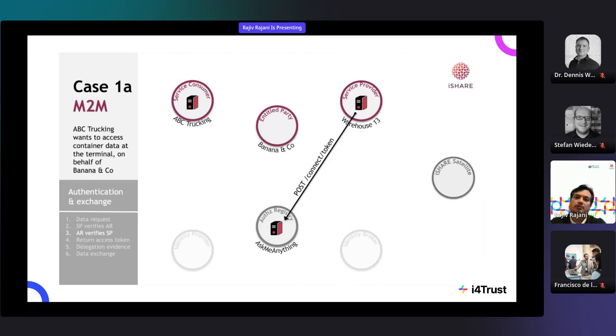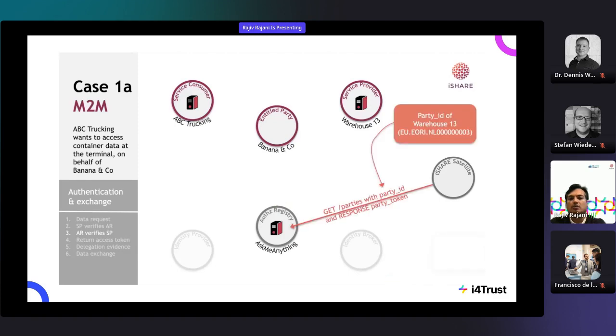So now, first step again, as it is a machine to machine transaction, the service provider generates a client assertion and sends it to the token endpoint of the authorization registry, Ask Me Anything. The authorization registry follows the same steps in order to validate the client assertion. So it validates the JWT, it checks the certificate, checks the signature, and now it also wants to check if warehouse 13 is a known participant in the iSHARE satellite and in the data space.